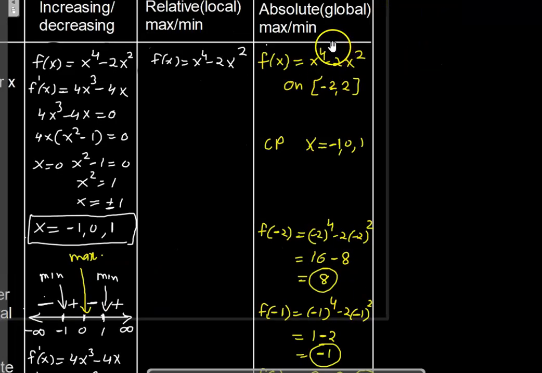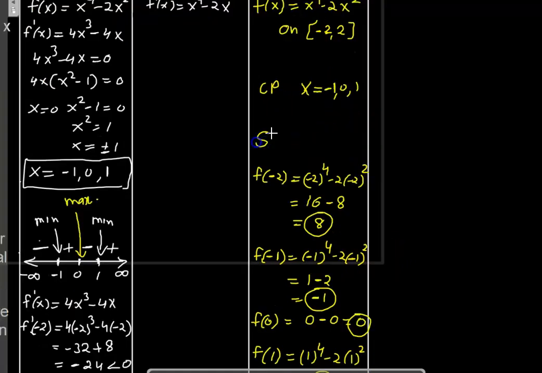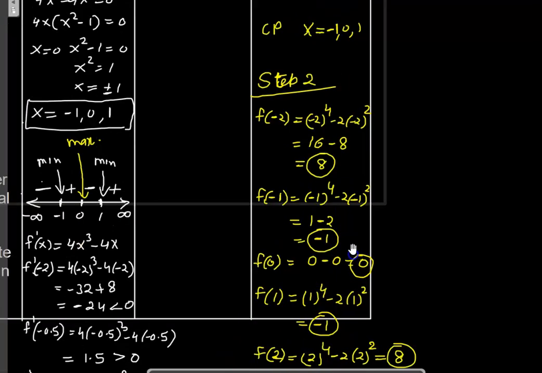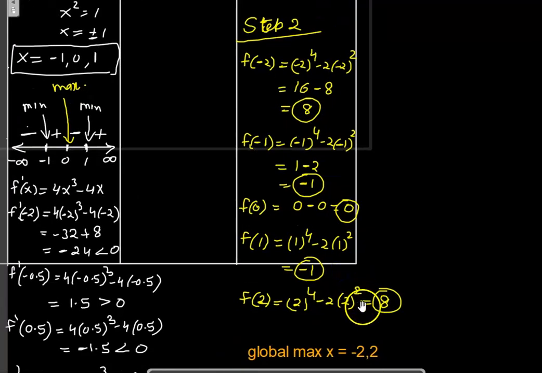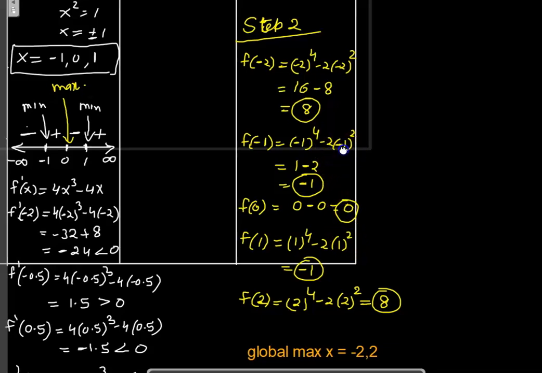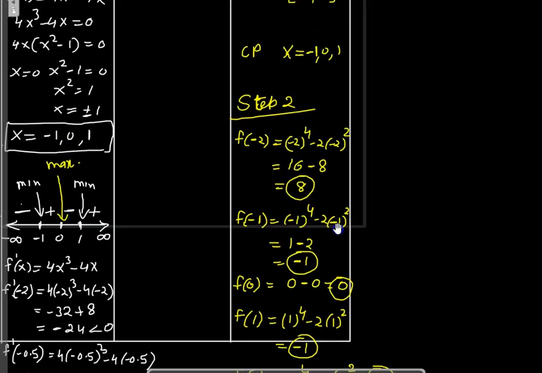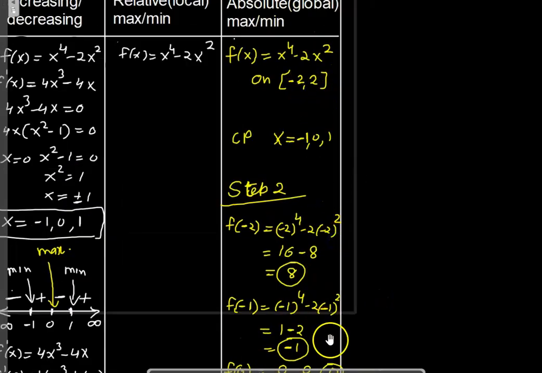To find absolute maxima minima, the first step is the same as the other ones. We get the critical points, but for the second step we just plug in the critical points and the endpoints into the original function. The largest value out of them would be the global maxima, and the smallest value out of them would be the global minima. So finding global maxima and minima is very easy. It's an easier and shorter process when you are given a closed interval.